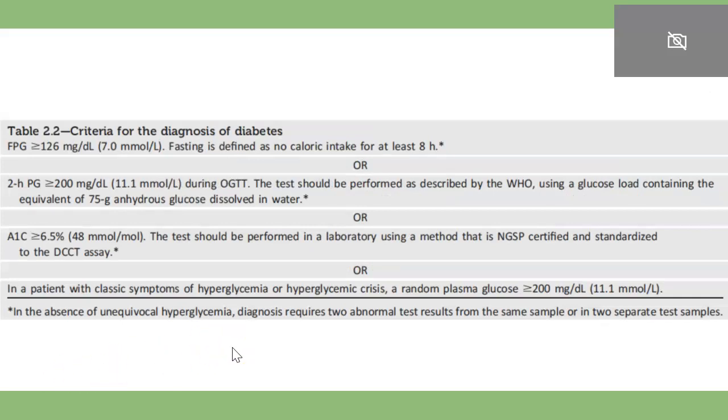So this is the general criteria for the diagnosis of diabetes. I can't talk today. I'm fighting bronchitis too, so sorry about that.